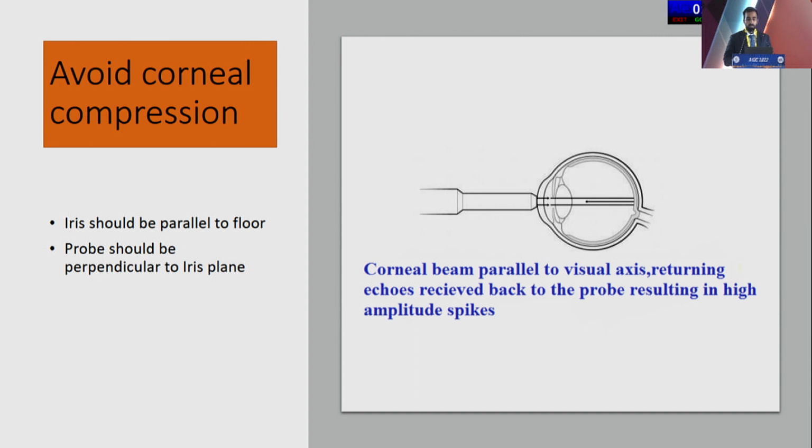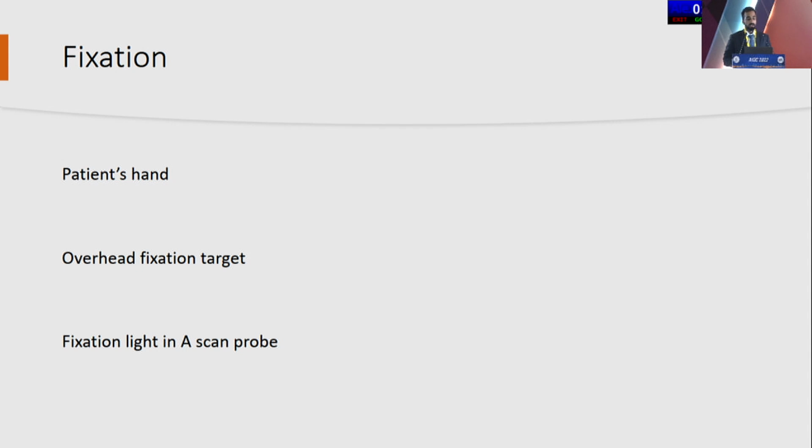When the corneal beam is parallel to the visual axis, the returning echoes received back to the probe will result in high amplitude spikes, which is what we like to see in a good A-scan measurement. So fixation can be helped by giving the patient a target to fix at. You can use a patient's hand, or you can use an overhead fixation target, or you can simply ask the patient to look at the fixation light in the A-scan probe.